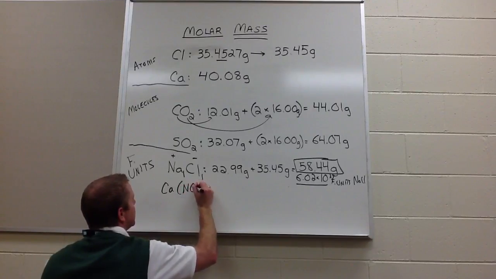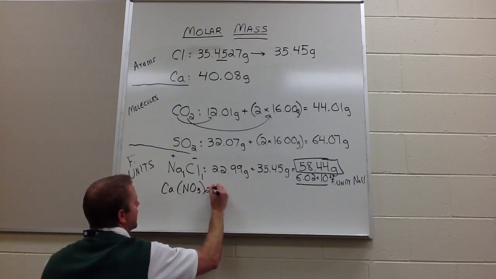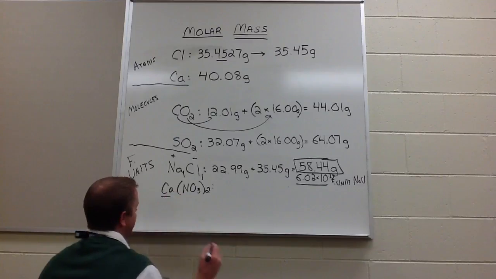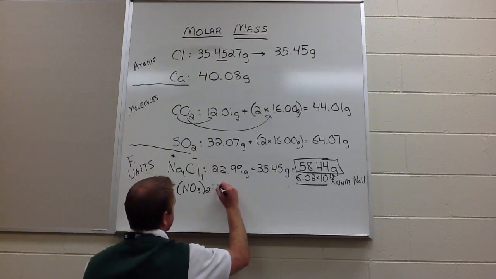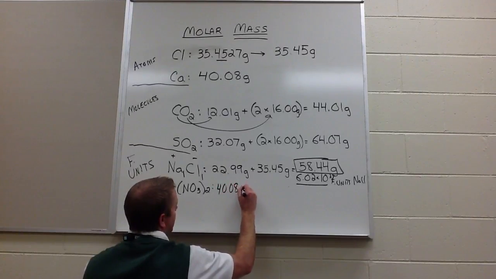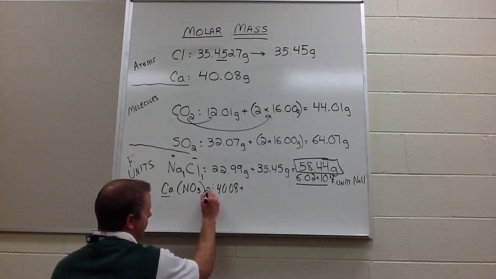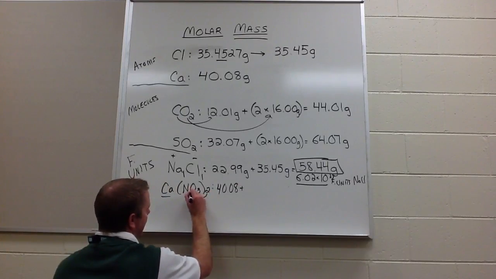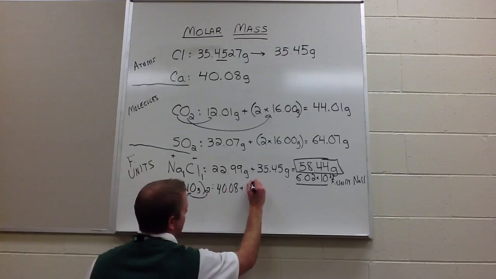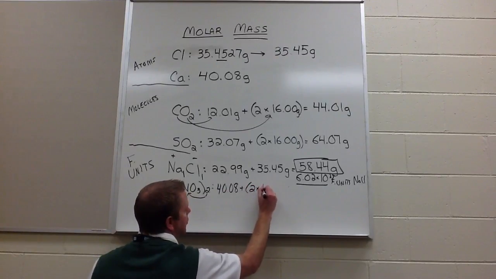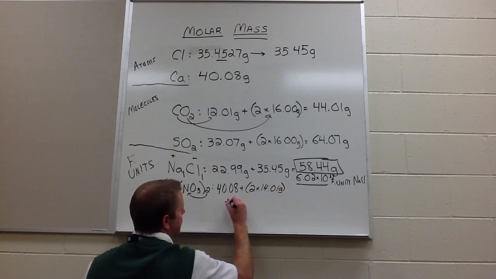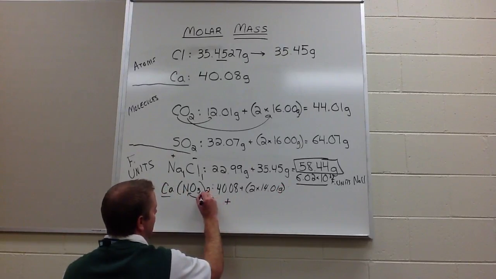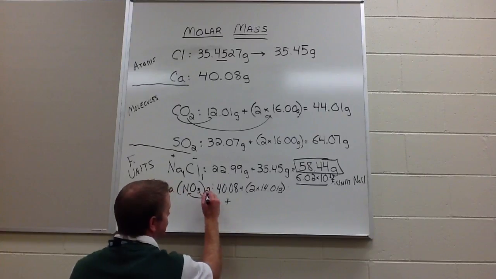Because of the parentheses, it distributes, right? So here's how you do this one. You take Ca, since there's only one of them, and it's 40.08. It's above us. Now here's where it gets a little weird. This 2 distributes to the N, so that gives us 2 nitrogen. So it's plus 2 times nitrogen, which is 14.01 grams, plus 2 times 3, because it's distributive properties.